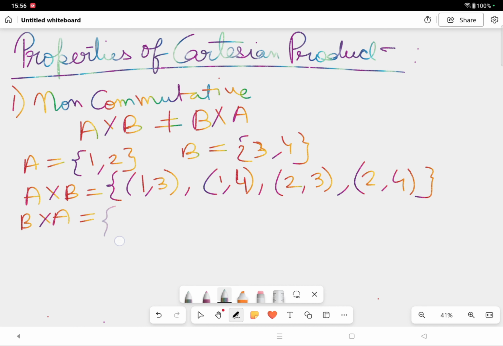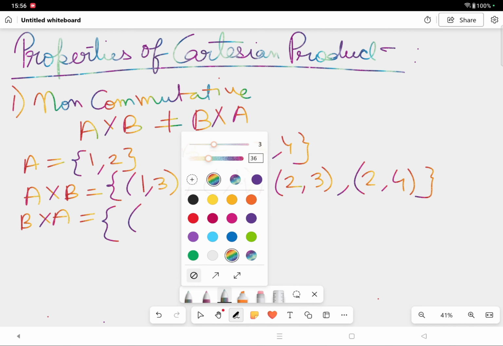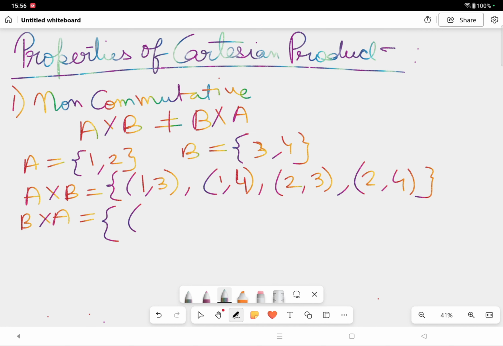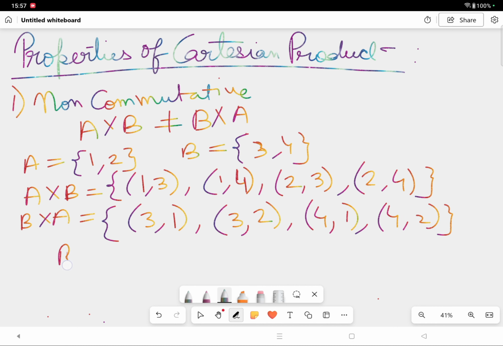And what will be B cross A? The elements of B will come first and then the elements of A will come. So this will be 3 comma 1, 3 comma 2, 4 comma 1, 4 comma 2. So clearly you can understand that A cross B is not equal to B cross A. This is the first and very important property.